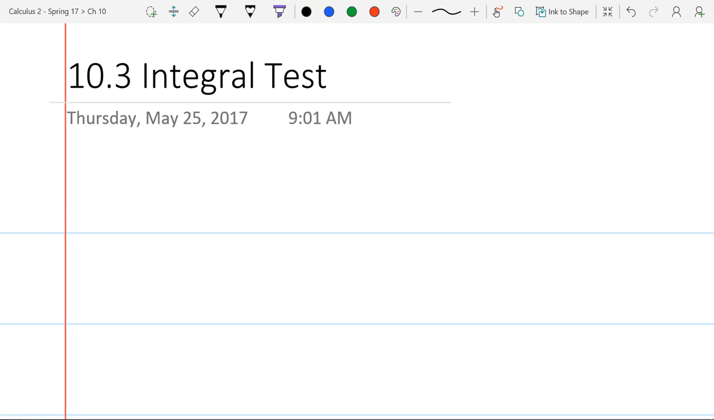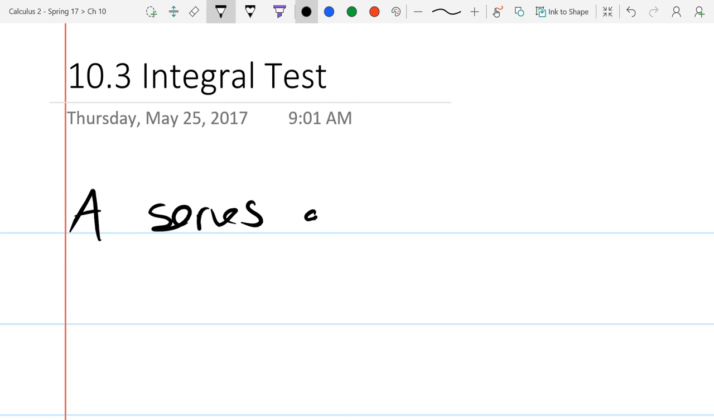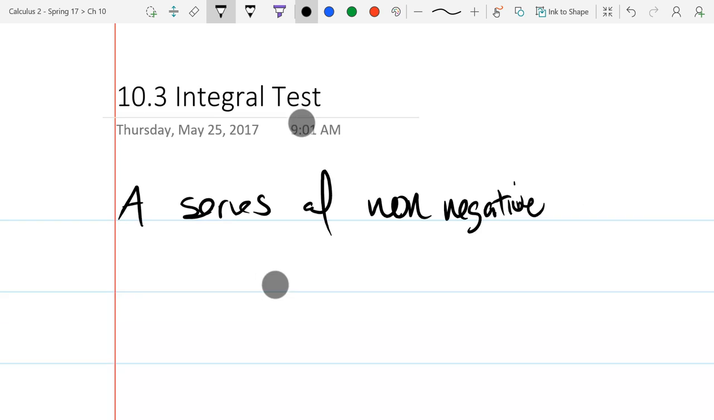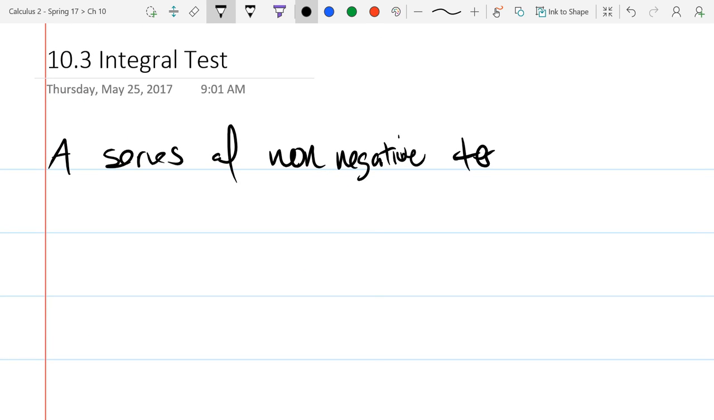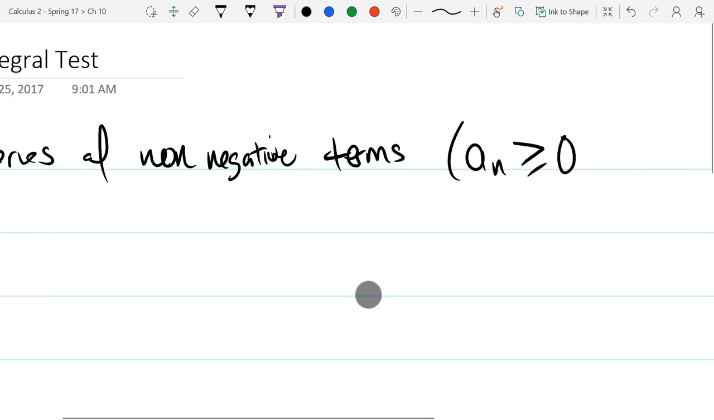So the integral test, we need to have a series and the terms need to be non-negative. If you use the word positive, that means not zero and greater than zero. Non-negative means not negative, so it allows for zero. So a series of non-negative terms. That means a_n is greater than or equal to zero for all n.